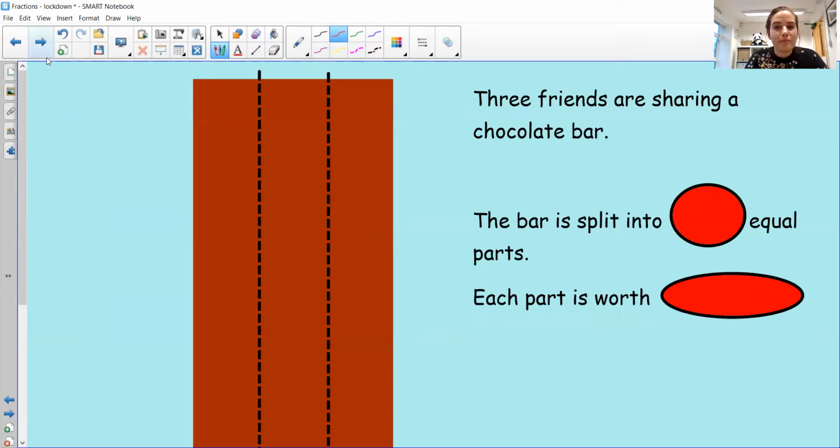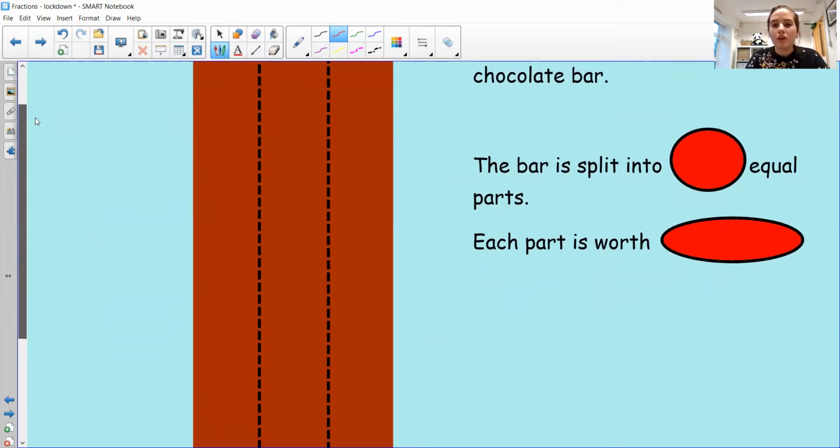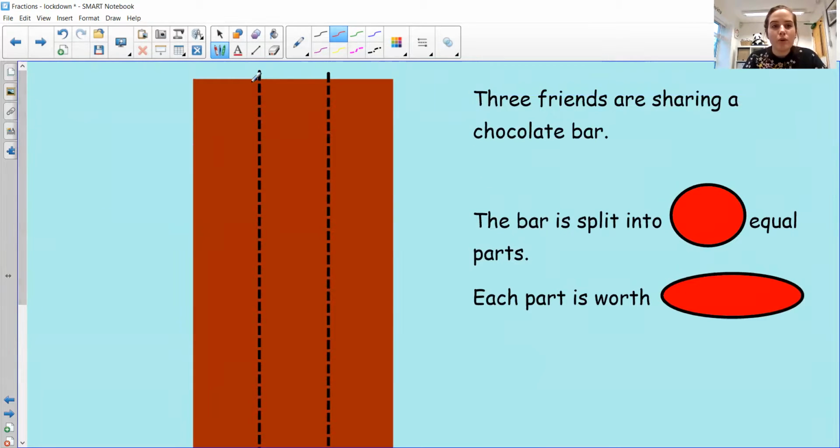Excellent. Moving on to today. I wonder if anybody knows what parts we're looking at today. What's it been split up into? It's been split up into 3 parts. 1, 2, 3. And I wonder if anybody knows what that is called in fractions, because we don't call it 3s. Our language is so tricky. Let's move my camera again up here.